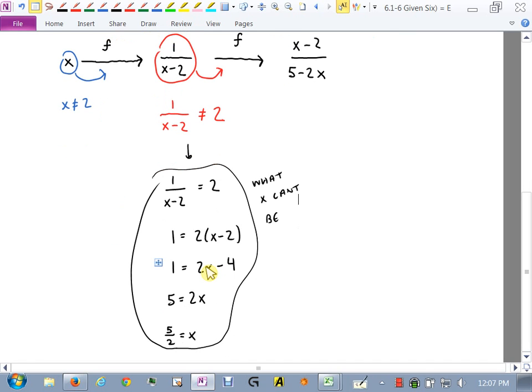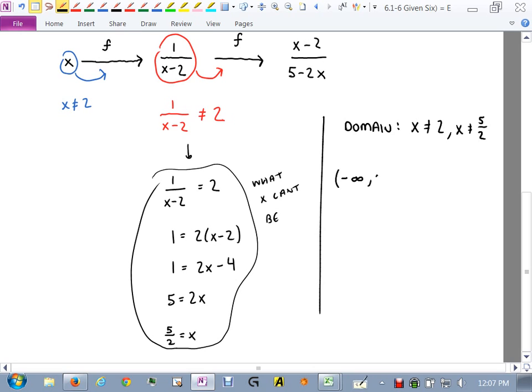All right, so give me my domain. What can x not be? It can't be 2, and x can't be 5 halves, right? So let's make sure we get this right. It's going to be negative infinity to 2 union 2 to 5 halves union 5 halves to infinity. There it is. Everything except 2 and 5 halves.